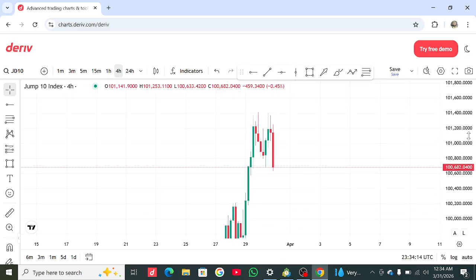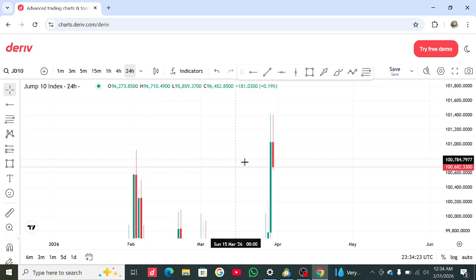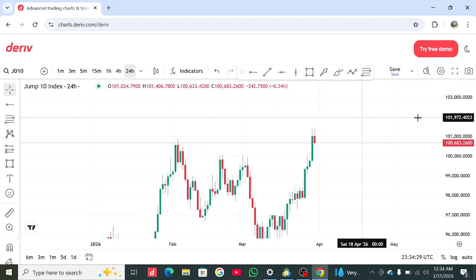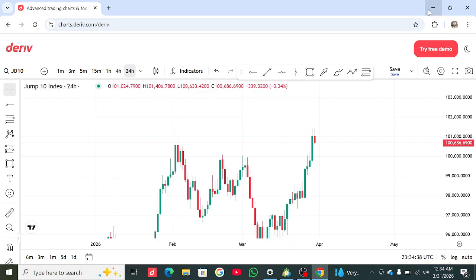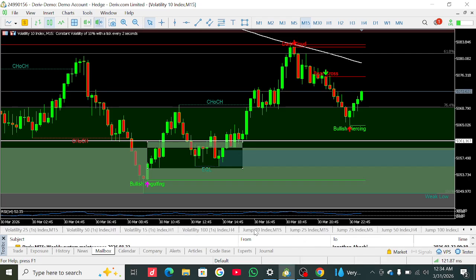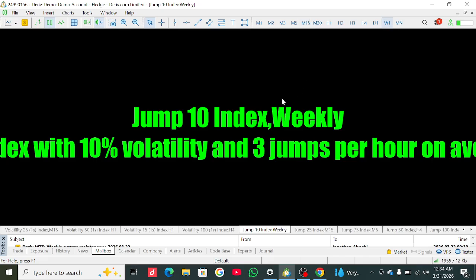So now this is a 4-hour time frame on jump 10. So I took my analysis from the higher time frame. All right. And how did I do it? I think I took it even from the monthly, from the weekly. Let me go here to the monthly time frame, jump 10. Okay. I took it from the weekly time frame. I remember I took it from the weekly time frame.